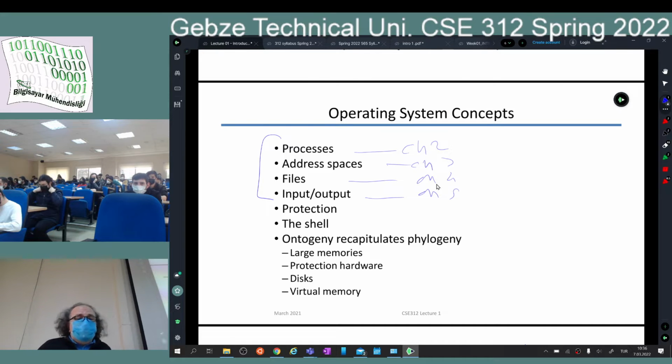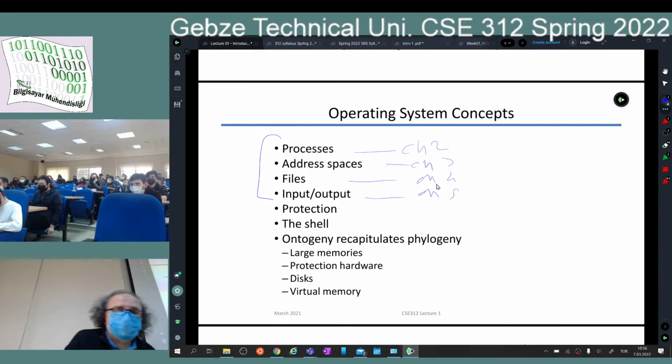We will make an introduction to these concepts first, and later we are going to look at these ideas one by one. But the main ideas will stay the same. The chapters will be the details of them.